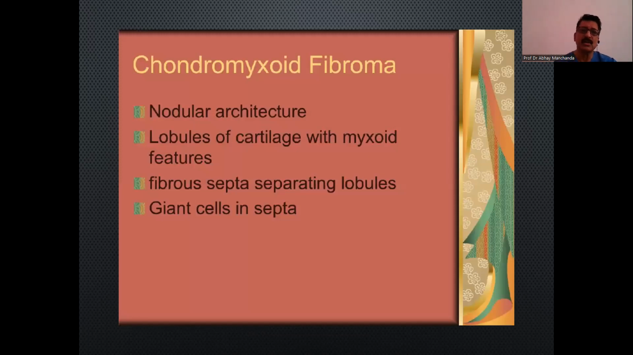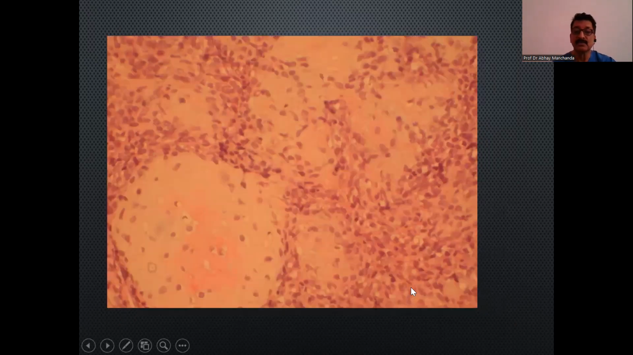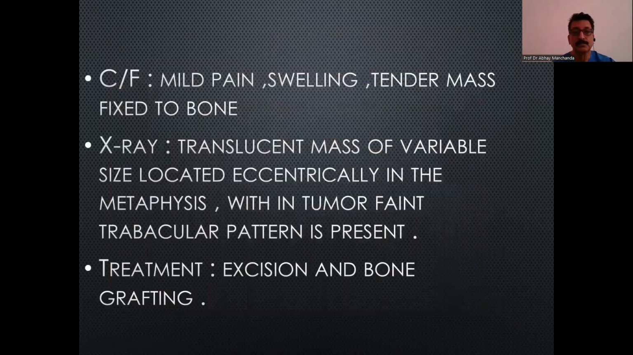It has a very nodular architecture, and lobules of cartilage with myxoid features are widespread. Fibrous septae separating lobules can be seen, and in these septae, you can also find giant cells. This is a typical slide showing the sheets of collagen fibers. You can find cartilage cells, and in between, myxoid areas. This is a classical case of CMF. This is on high zoom.